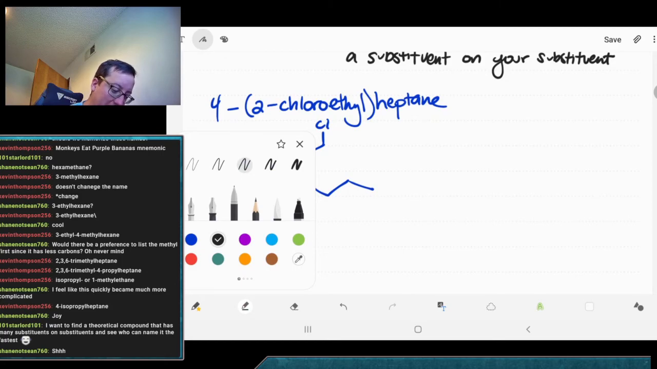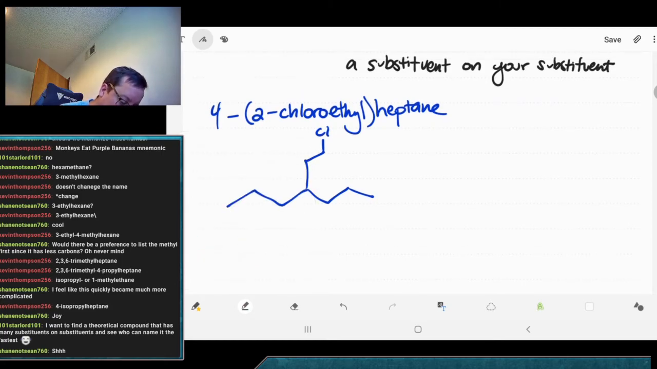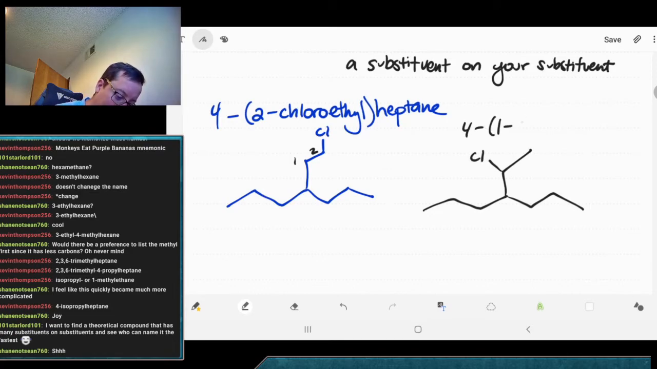And so, if we look at our ethane, those are the 2 carbons of ethane. We always have to start our chain closer to our parent chain, and that's why we're going to have it that way. If we wanted the chlorine on the other carbon, this would be 4,1-chloroethyl heptane.